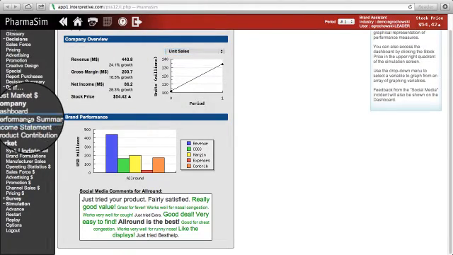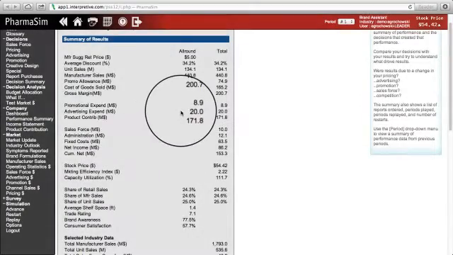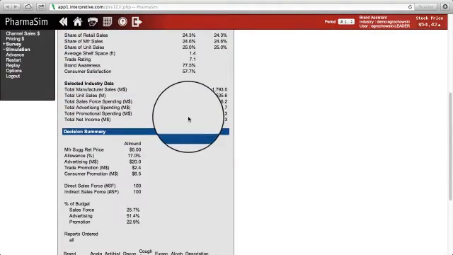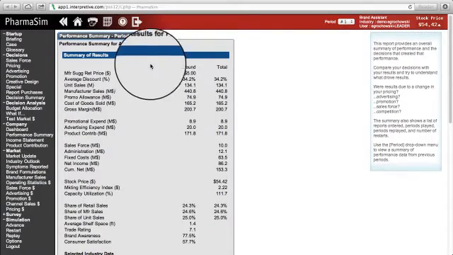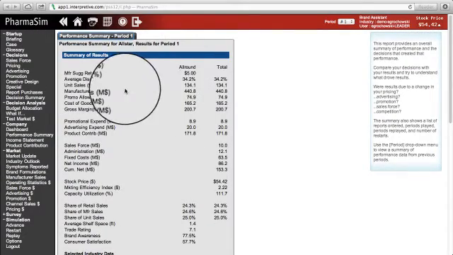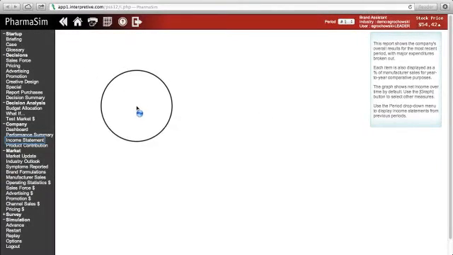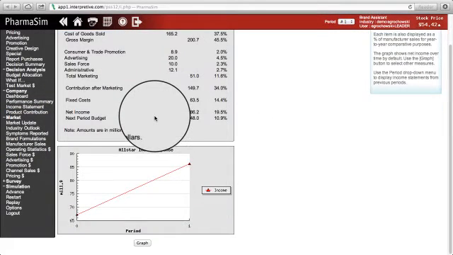Then I can go to performance summary. And it tells you average discount, unit sales, the income statement. So income was up.